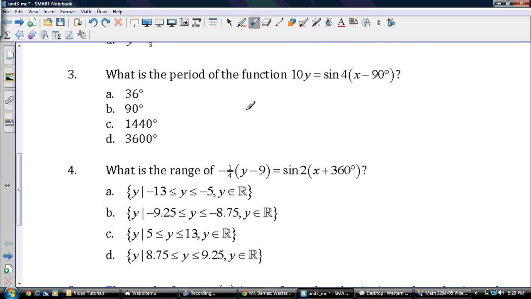What is the period of the function? And here's the function. So you got to remember, in order to find the period, we need the HS. So the period is equal to HS times 360. All right. So my HS in this case is 1 over 4. So it's 1 over 4 times 360. And of course, that gives me 90.